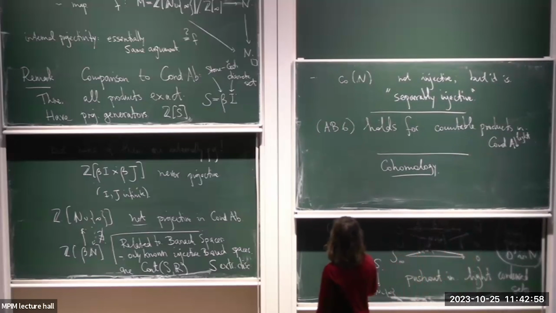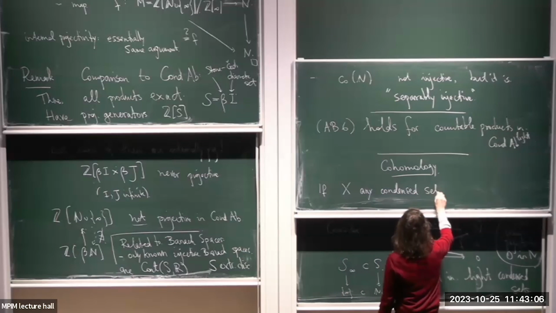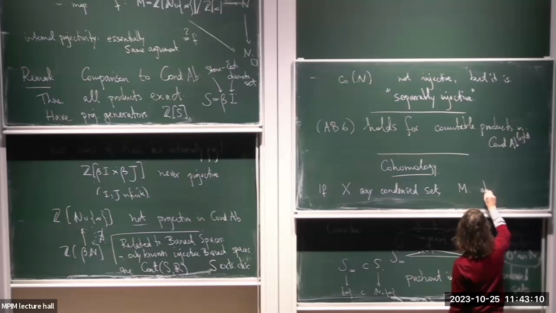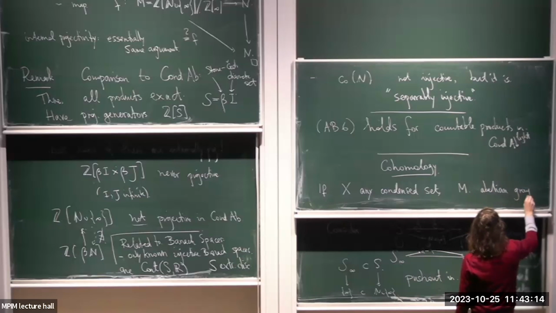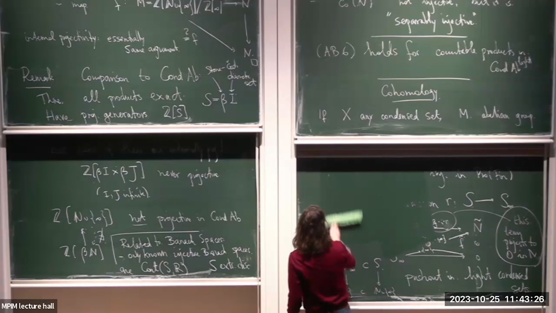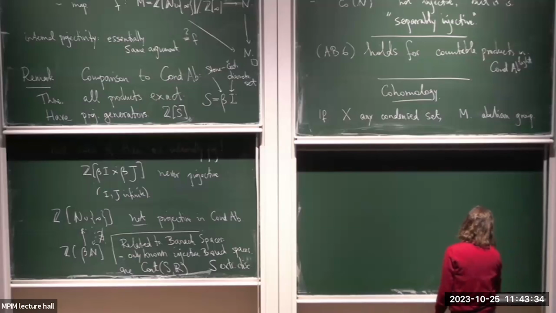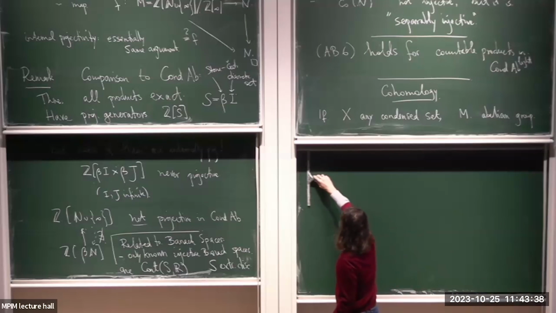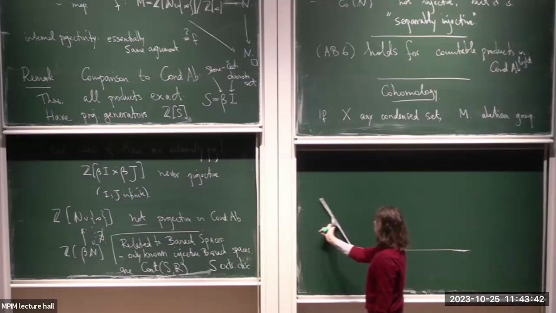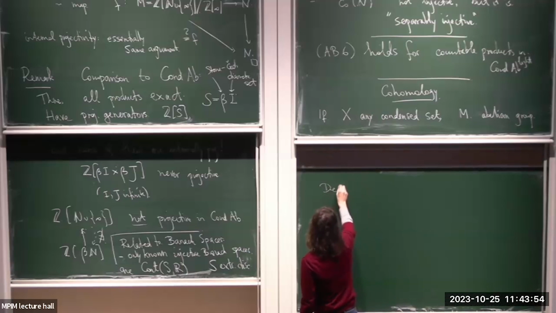And so if X is any condensed set, and say M is any abelian group, it could even be a condensed abelian group, but let's restrict to discrete ones for the moment, you can define the cohomology of X with coefficients in M. And this is just something that is there whenever you work in the topos. So you can make the definition.